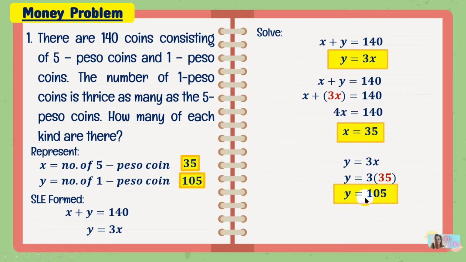So, this will be the number of coins in each kind. So, meron tayong 35 pieces na 5 peso coin and 105 pieces na 1 peso coin. And if tatanungin kung magkano yung value, so, syempre, multiply lang natin 35 times 5 and 1 times 105. Meron tayong 175 and 105 pesos. Okay, so that's how we solve money problem.